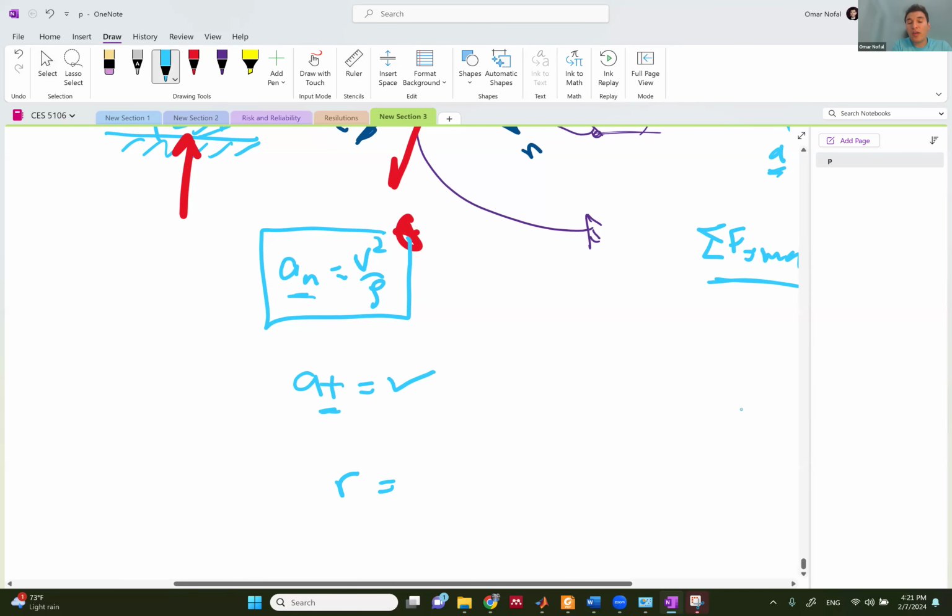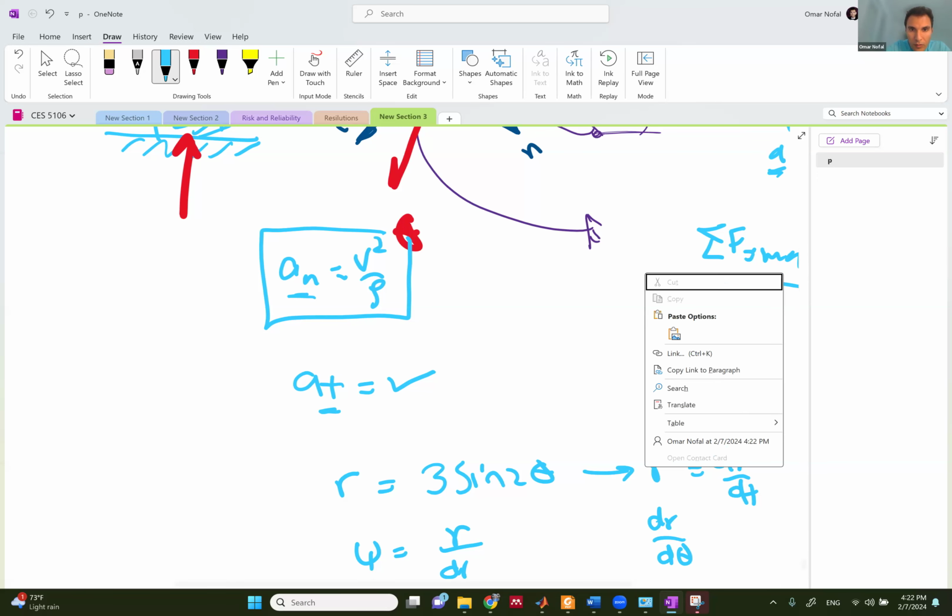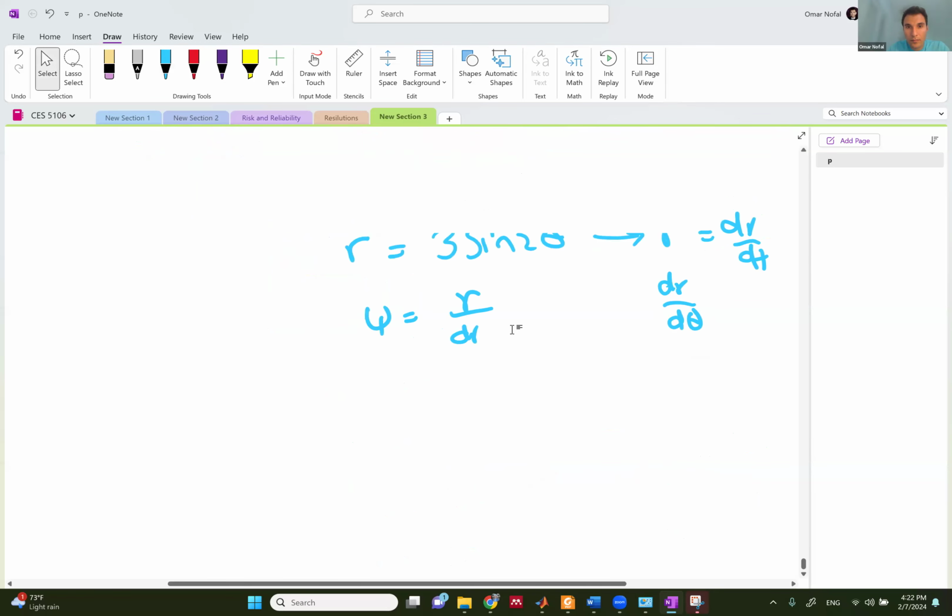Yeah, and also I need you to pay attention to 3 sine 2 theta. When you get r dot, it's completely different from dr d theta. r dot is dr dt. But when you calculate xc, so xc is r over dr d theta. So let me also emphasize this, dr d theta.